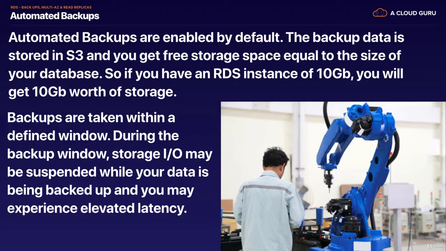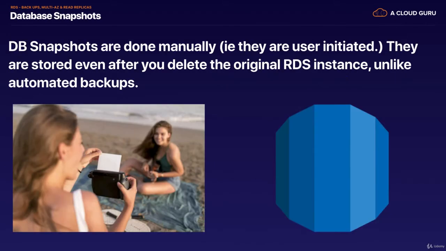Automated backups are enabled by default, and the backup data is stored in S3, and you get free storage space equal to the size of your database. So if you have an RDS instance of 10 gigs, you're going to get 10 gigs worth of storage. Backups are taken within a defined window. During the backup window, storage I/O may be suspended while your data is being backed up, and you may experience a little bit of elevated latency.